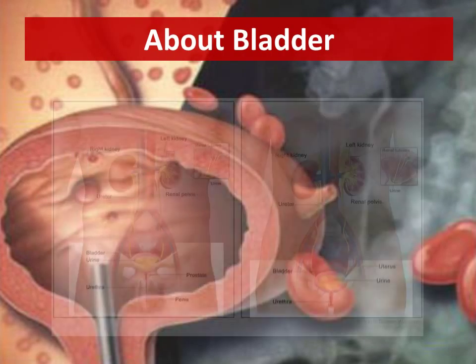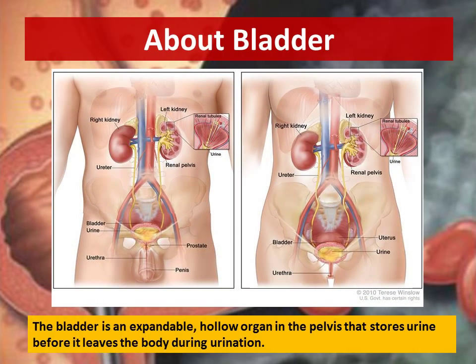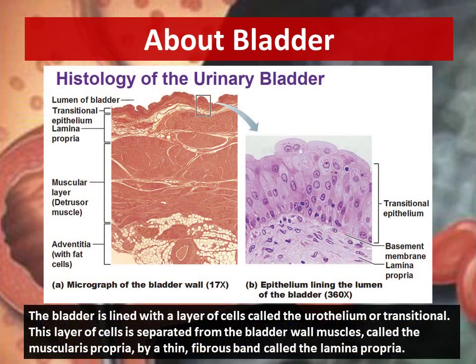About the bladder. The bladder is an expandable hollow organ that stores urine before it leaves the body during urination. This function makes the bladder an important part of the urinary tract. The bladder is lined with a layer of cells called the urothelium. This layer of cells is separated from the bladder wall muscle, called the muscularis propria, by a thin fibrous band called the lamina propria.